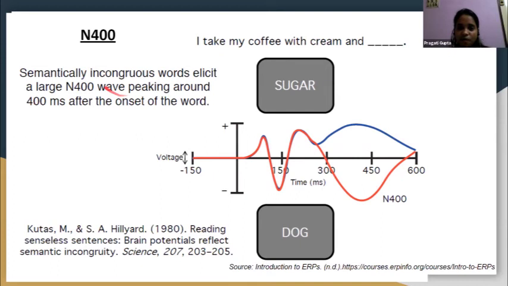For example, I take my coffee with cream and sugar. If we give sugar, then it will be relatively shorter because we already know the combination. But if we put sugar with cream and dog, it's a sudden violation of the grammatical sentence. So it will show a greater peak due to the negative component.